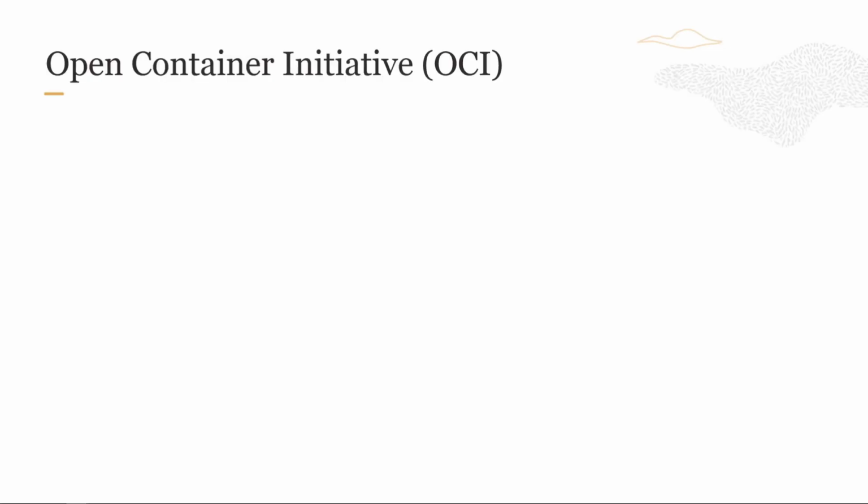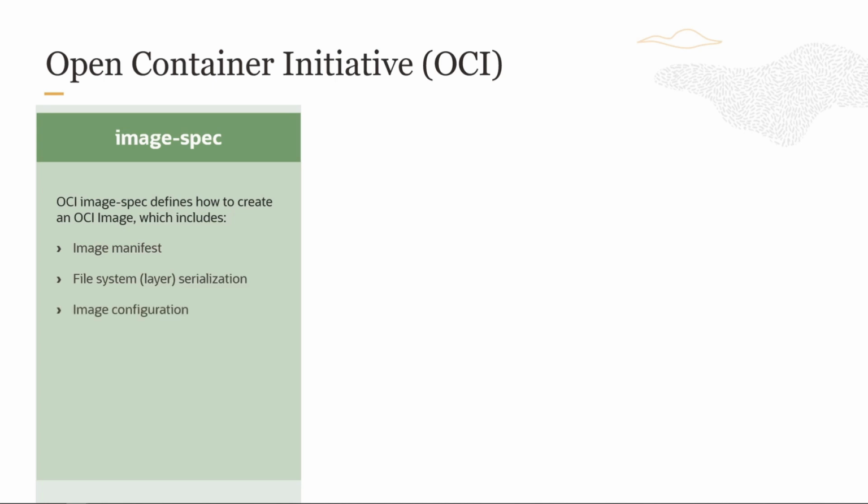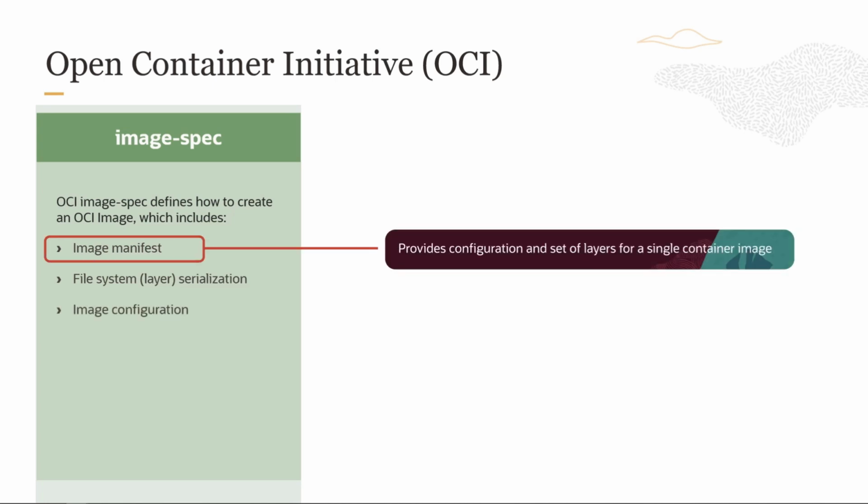Let's take a closer look at the OCI specifications. Let's talk about image spec. The image spec defines how to create an OCI image, and which includes things like image manifest, file system serialization, and image configuration. The image manifest basically provides a configuration and set of layers for a single container image for a specific architecture or an operating system.